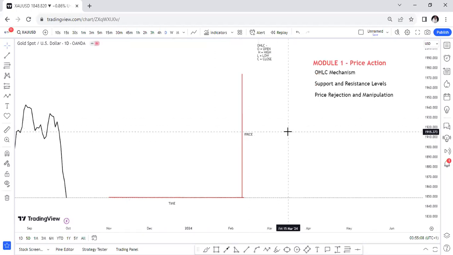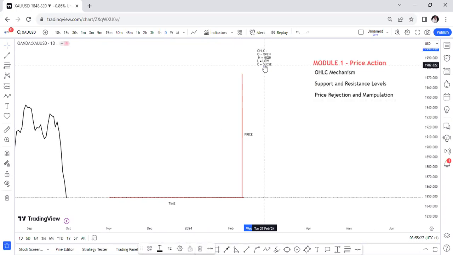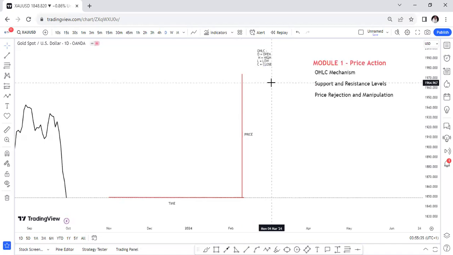Which is why I said high and low is no longer relevant in determining the significance of price information. It's no longer relevant because it represents price manipulation. It represents price rejection. It represents no activity in the market, while the body represents the actual volume that takes place in the market. So we go to the next, having gathered this information.